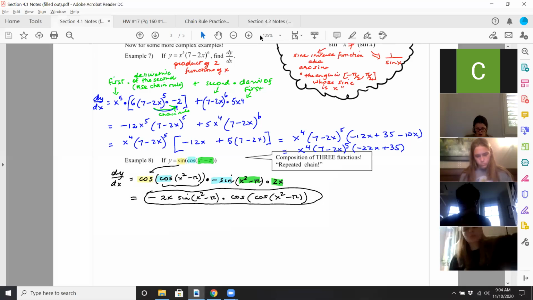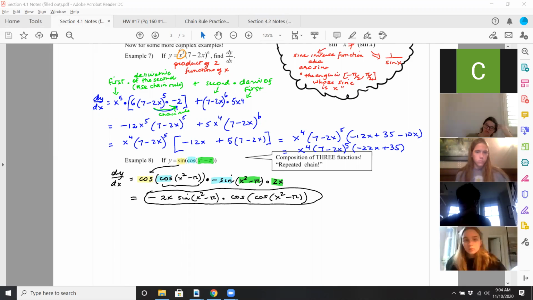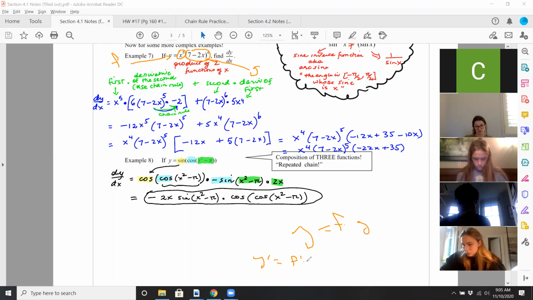So the best way to think about this, if I use a different color, we use orange, is that that's one function and that's another function. So think of this as f and think of this as g. And you got two things being multiplied, right? y equals f times g. And remember, what's the derivative of product rule? f prime times g plus f times g prime.